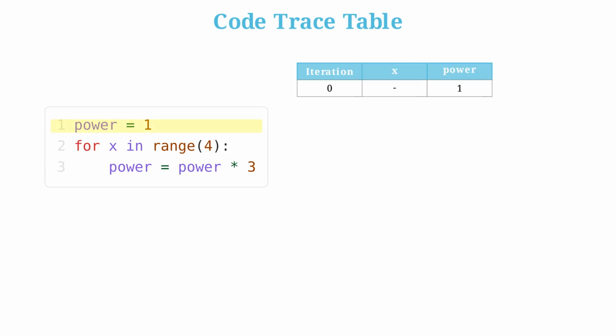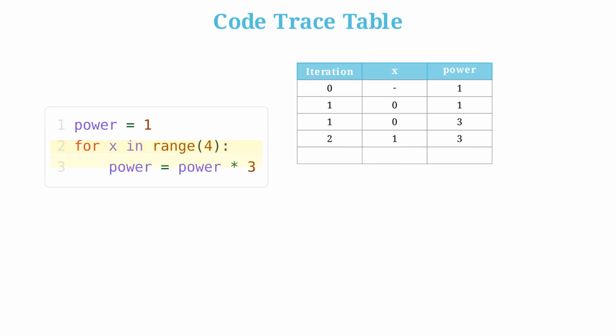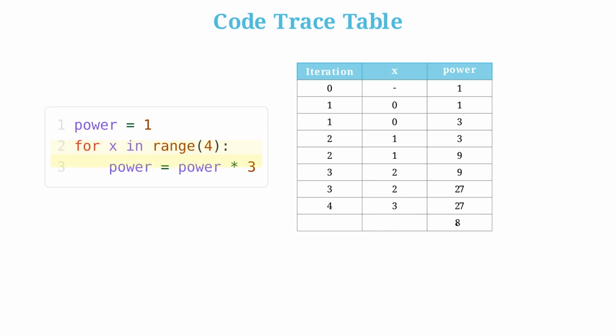Start with power equals 1. First iteration, x is 0, multiply by 3 gives 3. Second, x is 1, 3 times 3 is 9. Third, x is 2, 9 times 3 is 27. Fourth, x is 3, 27 times 3 is 81.